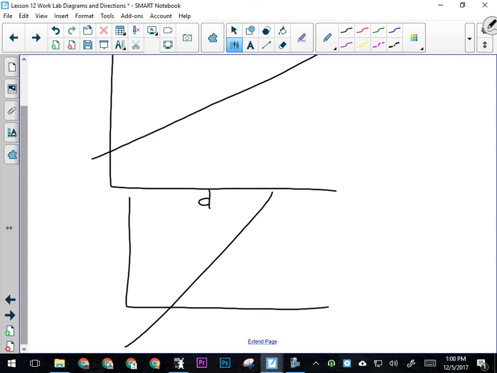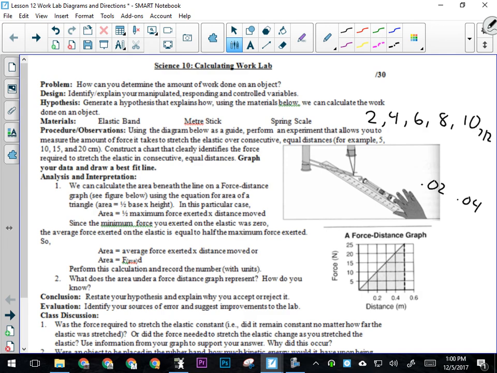You've got distance here and force here. And if you're calculating the area, think about what you're doing with those two numbers in order to calculate the area. That'll give you a hint as to what the area represents, which is what question number 2 in the analysis is asking. What does the area under a force distance graph represent? How do you know?